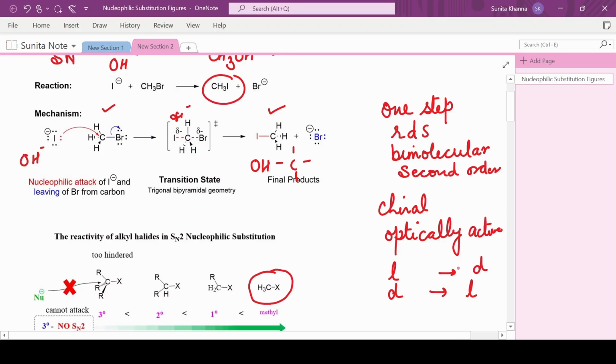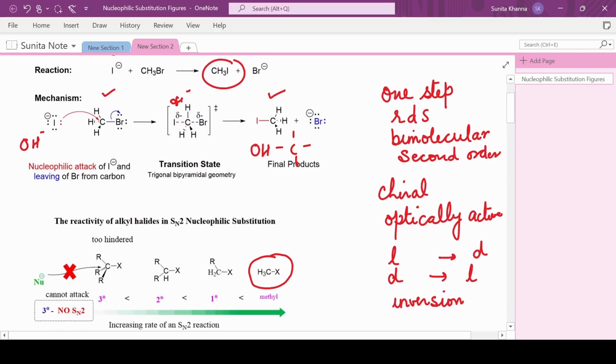So SN2 takes place in one step, is a second order reaction, is a bimolecular reaction, and it results in inversion. And if it is an optically active alkyl halide, the product obtained will be of opposite optical nature. Its optical activity will be different. Okay, I hope it is clear.